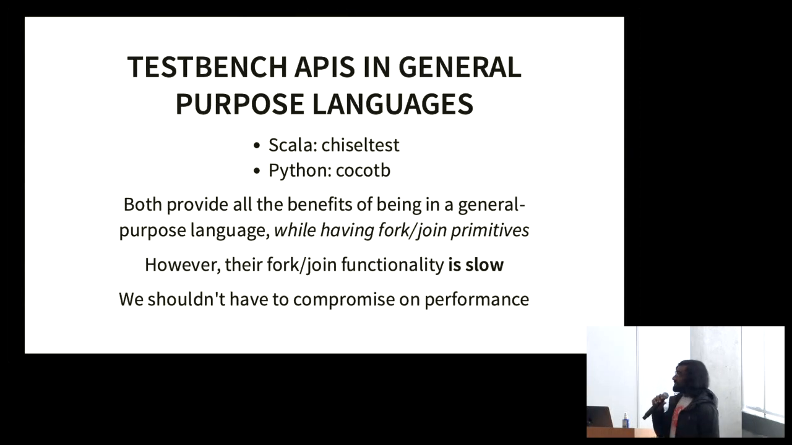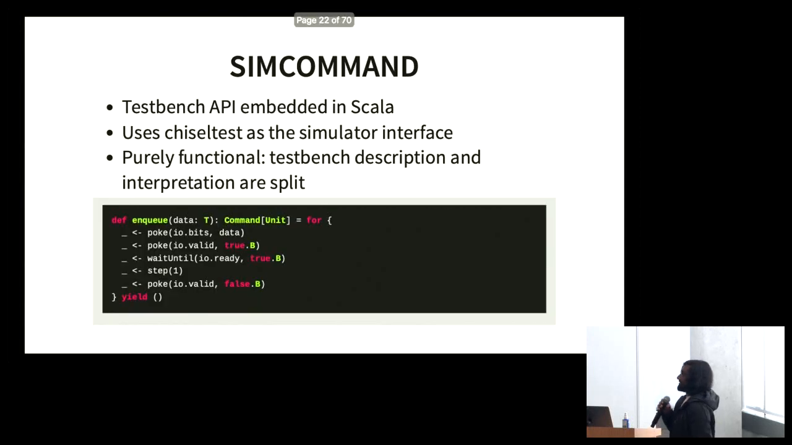So what do these testbench APIs look like in general purpose languages? We have ChiselTest in Scala and the very popular CocoTB in Python. They're both very flexible and easy to use. They provide all the benefits of being in a general purpose language while having these fork join primitives, which we use all the time in our tests to emulate testbench parallelism. However, their fork join functionality is slow. And my case here is we shouldn't have to compromise on performance in order to have the utility of a high-level programming language.